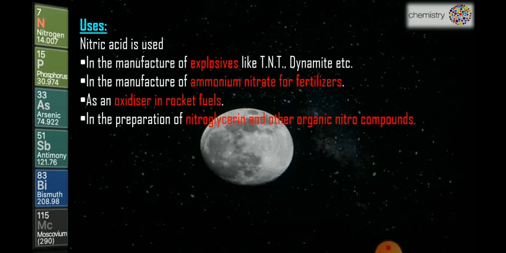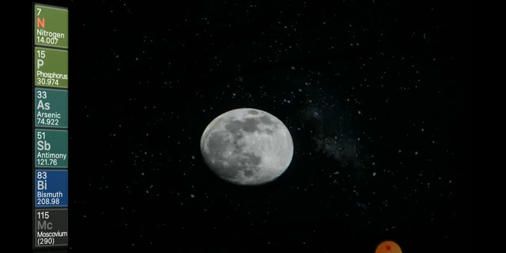Okay, so with this we have completed the study of nitric acid. In the previous class we discussed the manufacture method of nitric acid by Ostwald's method and a few laboratory methods. Today we covered some physical properties, very important chemical properties, and uses of nitric acid.